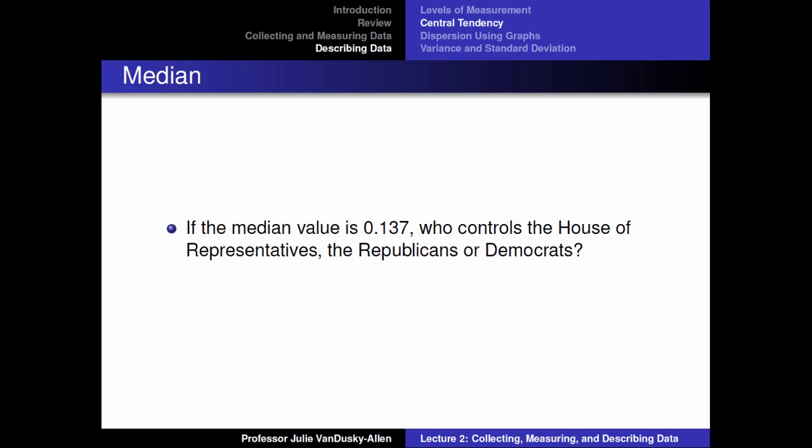The median Commonspace score tells us who controls the House of Representatives. Recall that values greater than 0 indicate House members are more conservative. If our median member, or middlemost member, is conservative, then it is likely that Republicans control the House in this Congress.